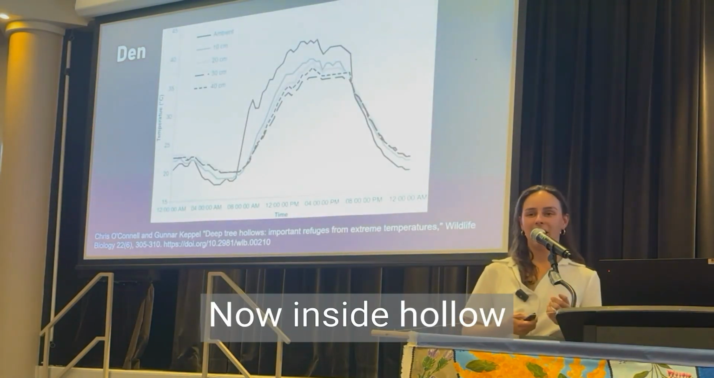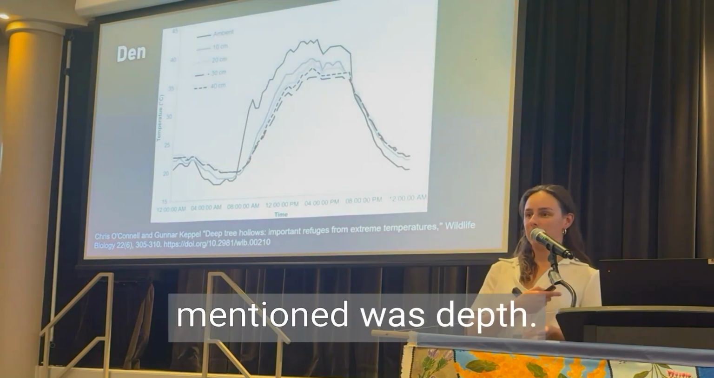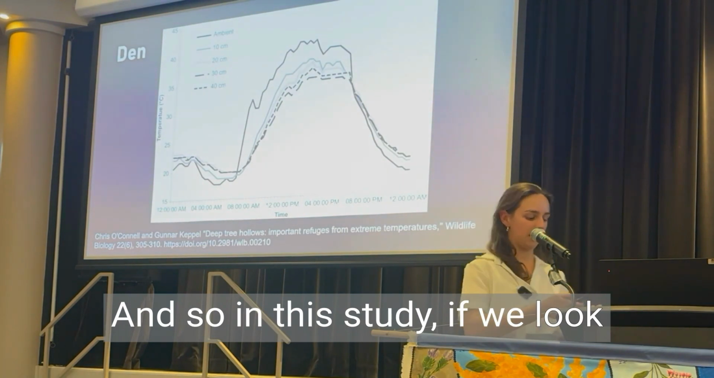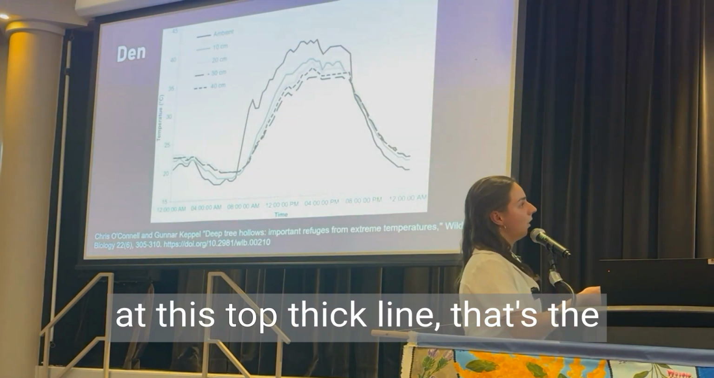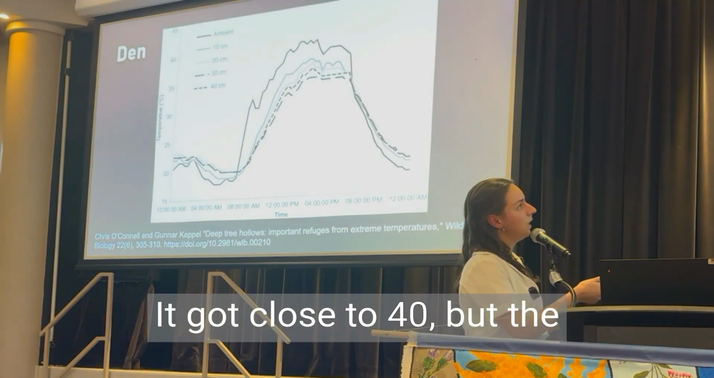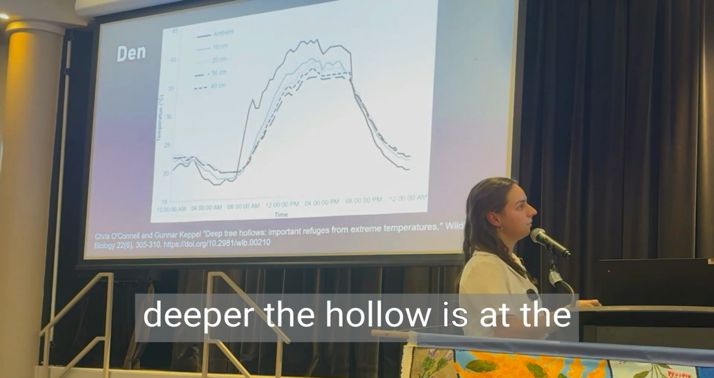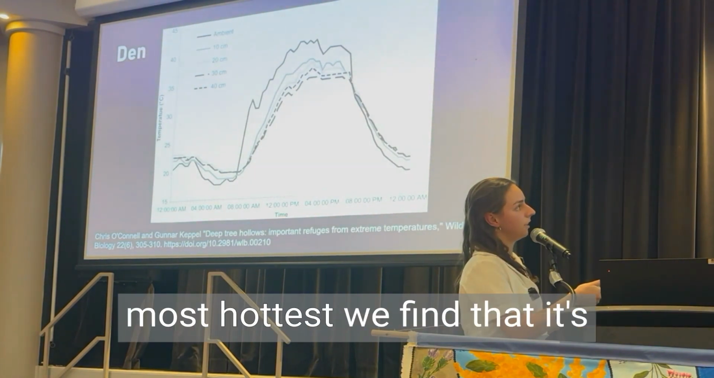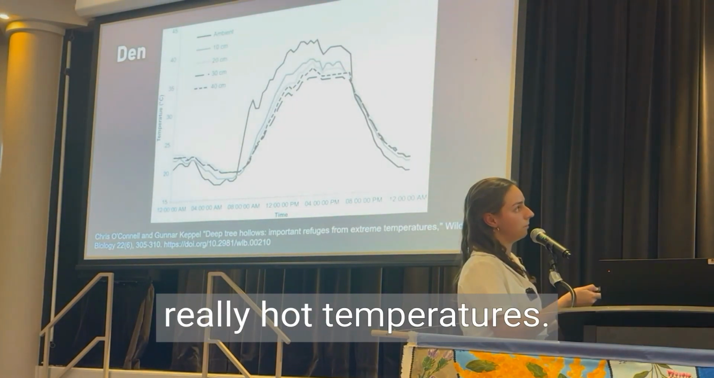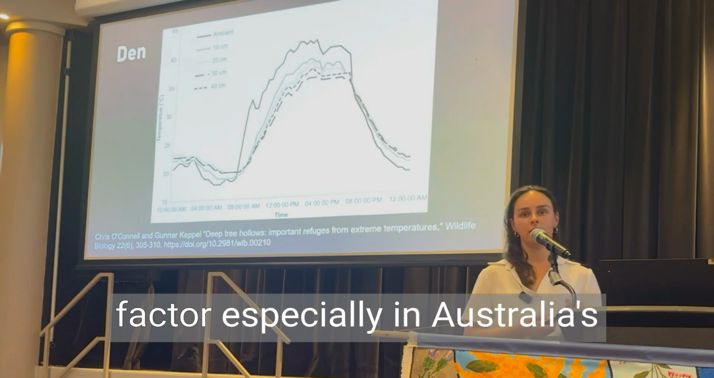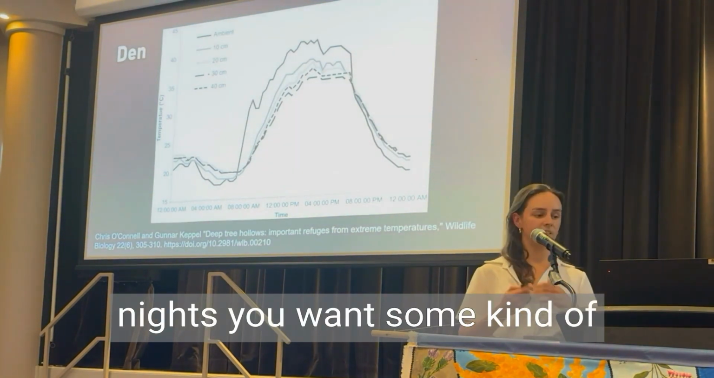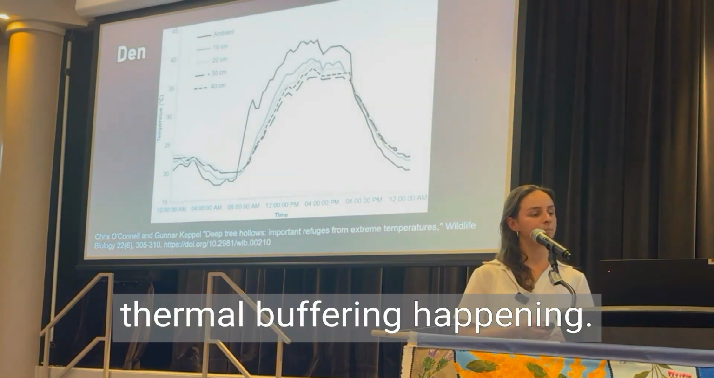Now, inside a hollow, one of the factors I mentioned was depth. In this study, this top thick line is the ambient outdoor temperature. It got close to 40, but the deeper the hole is, at the time of day when it's the hottest, we find that it's able to buffer against those really hot temperatures. So depth is a really important factor, especially in Australia's hot climate, and on really cold nights, you want some kind of thermal buffering happening.